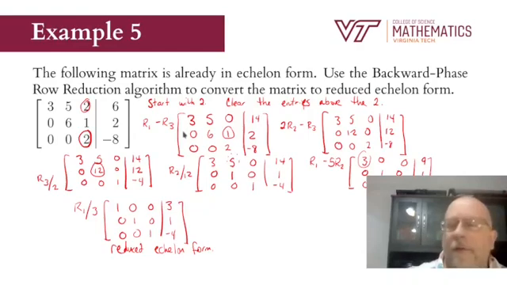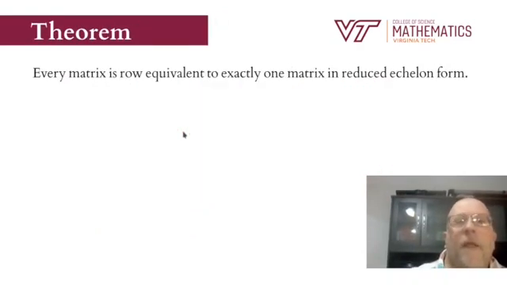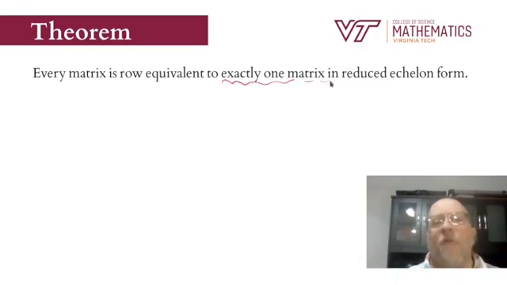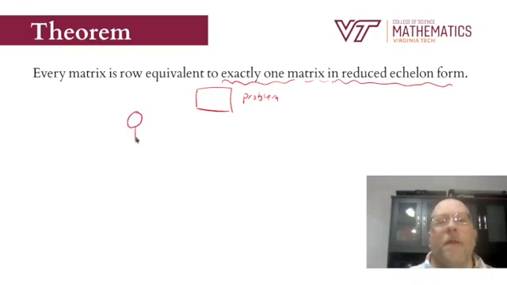All right, let's move on. Every matrix is row equivalent to exactly one matrix in reduced echelon form. What this means is that if you and your friend are both solving the same problem, you could each get your own echelon form.